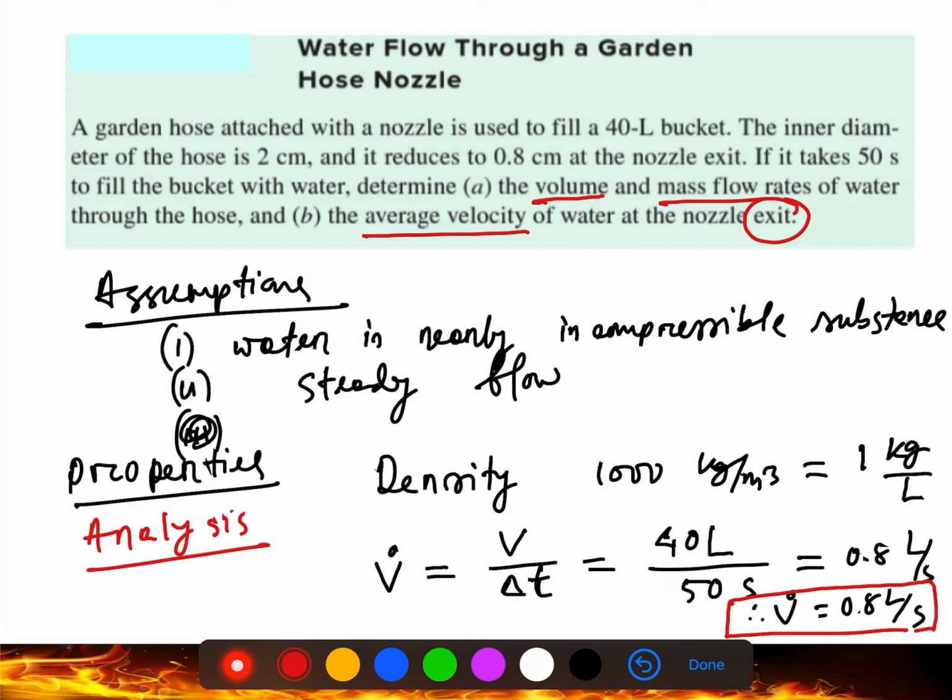Now we need to calculate the mass flow rate. The second part of this problem is the mass flow rate. If we go to a clear slide, the mass flow rate, m bar or m dot, is equal to the density times the volume flow rate. We already discussed all of these theories. So the mass flow rate is the density and the volume flow rate. Where is the density here?